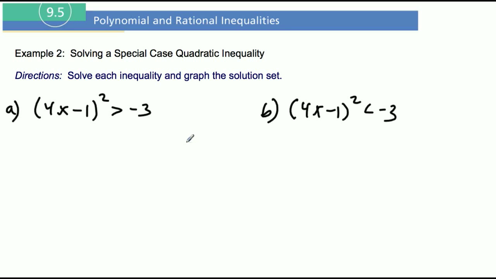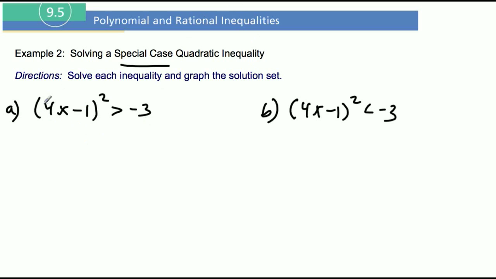All right, so check it out here. We're going to be solving some special cases of quadratic inequalities here. And why are these special? Because, well, you're done in like 2 seconds. And I'll show you how you can determine that very quickly here.